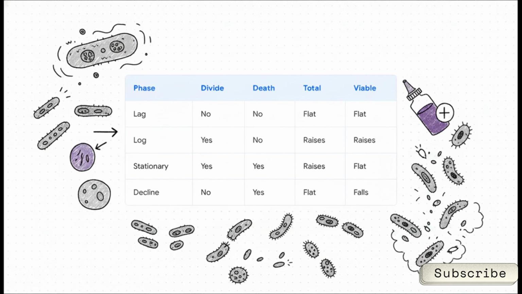Later, in the stationary phase, nutrients run out. The death rate equals the division rate, and bacteria start producing storage granules, exotoxins, and those tough spores we talked about. Finally, in the decline phase, death simply overtakes division.